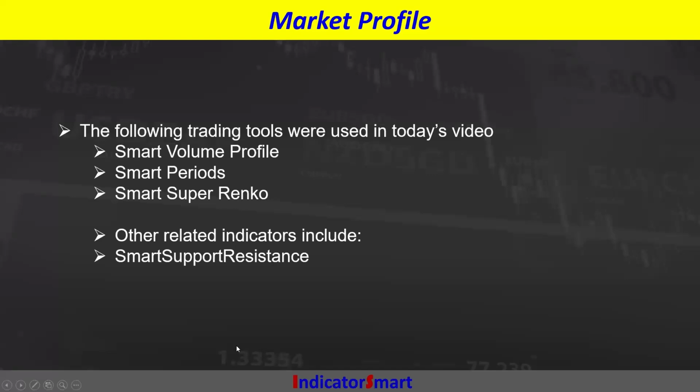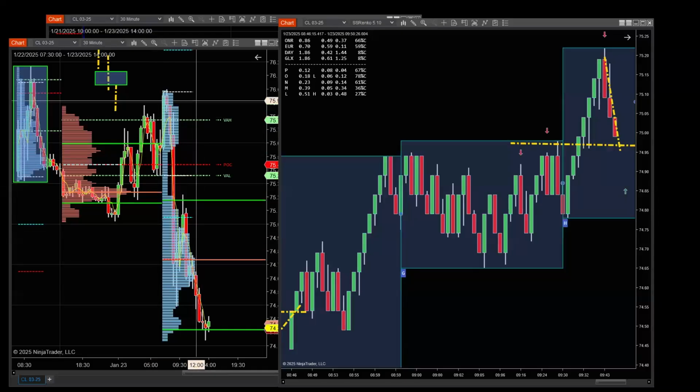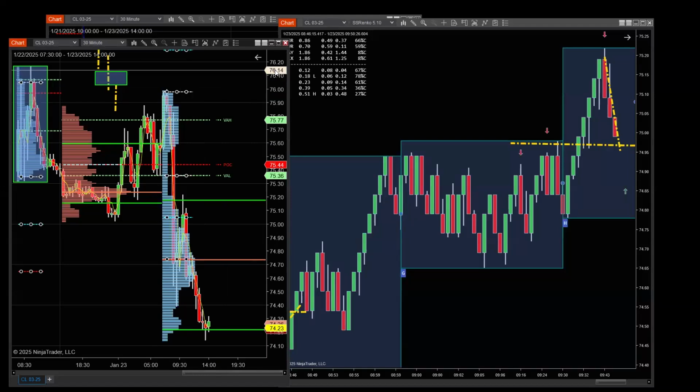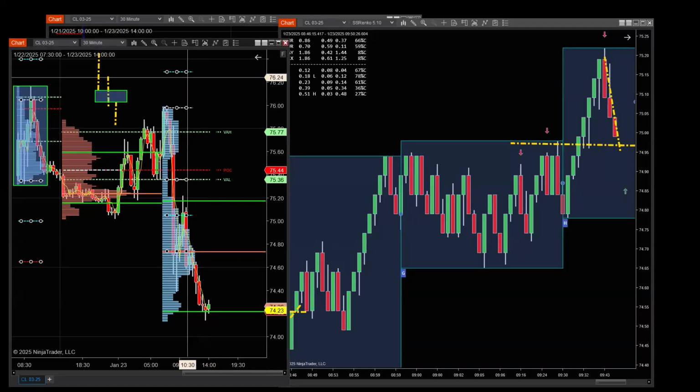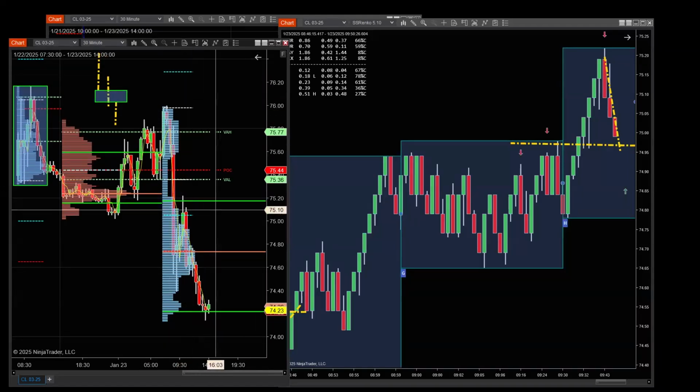Other related indicators would be the Smart Support Resistance. Those initial balance periods that we covered here, these levels come off of the Smart Support Resistance tool. That can be very useful for keeping track of that for you automatically.